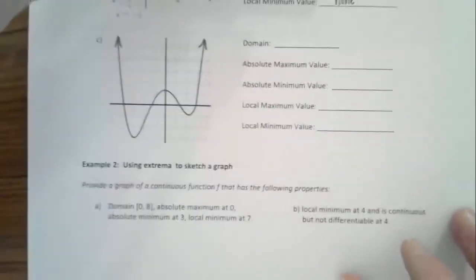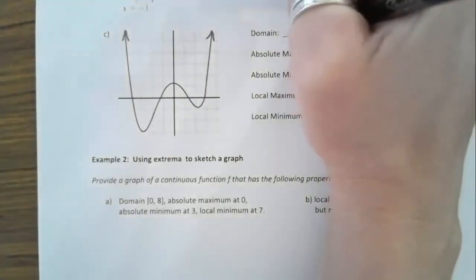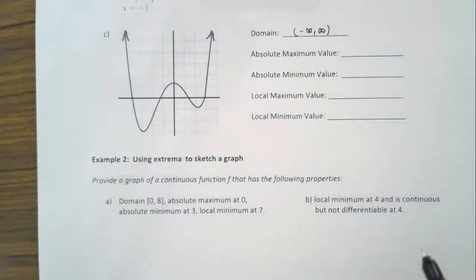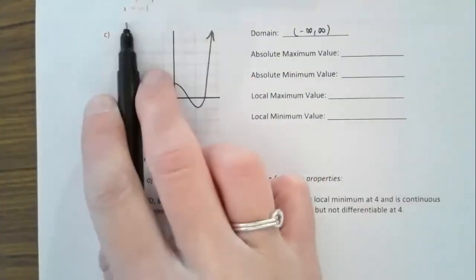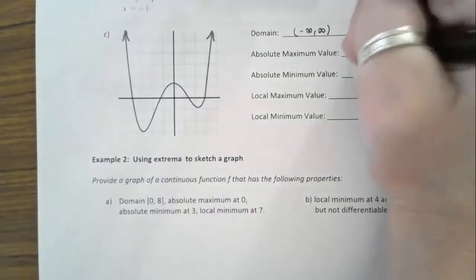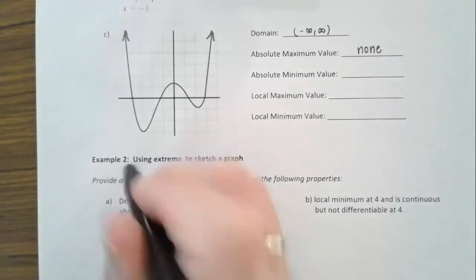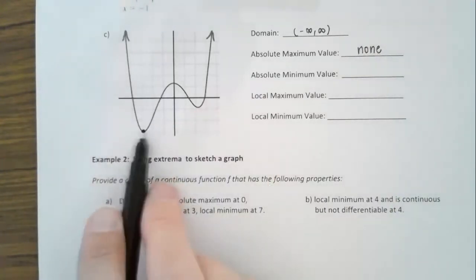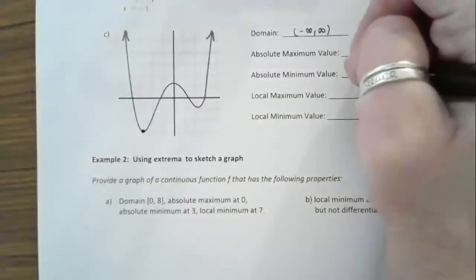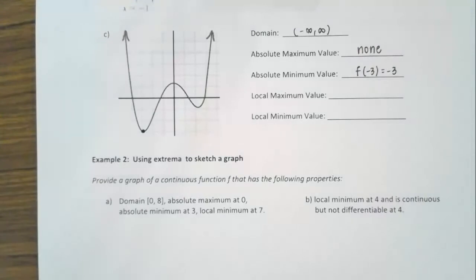So let's talk about this last graph. It looks like our domain here is all real numbers, negative infinity to positive infinity. Our absolute maximum value, similar to the last graph, if these ends are increasing forever, we are not going to have an absolute high point. We do have an absolute minimum point down here. This is definitely the lowest point on the graph. I would say that's probably negative 3, so f of negative 3 is equal to negative 3.